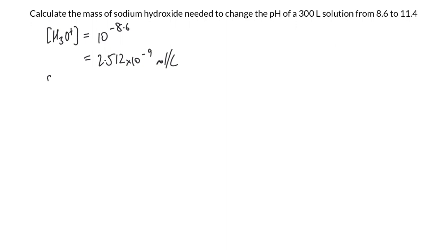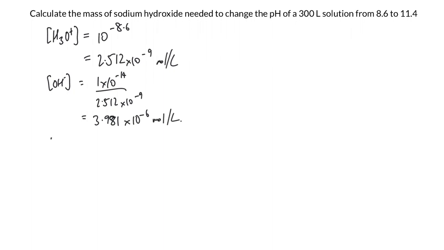Then we can work out the concentration of OH minus using Kw, so 1 times 10 to the negative 14 over that value, which happens to be 3.981 times 10 to the negative 6 mole per liter. And then we can work out the number of moles of OH minus, and this is all at 8.6.